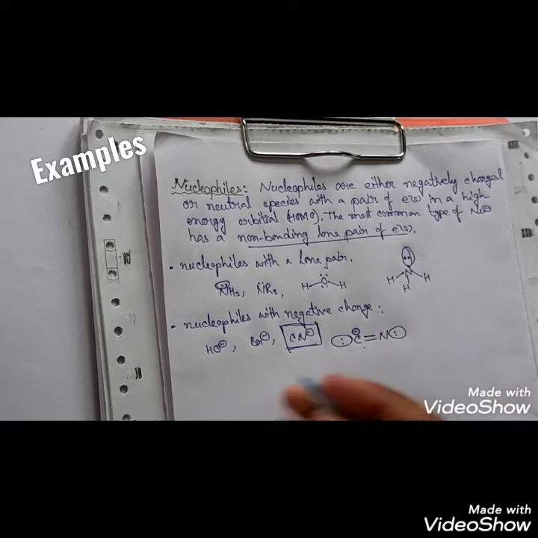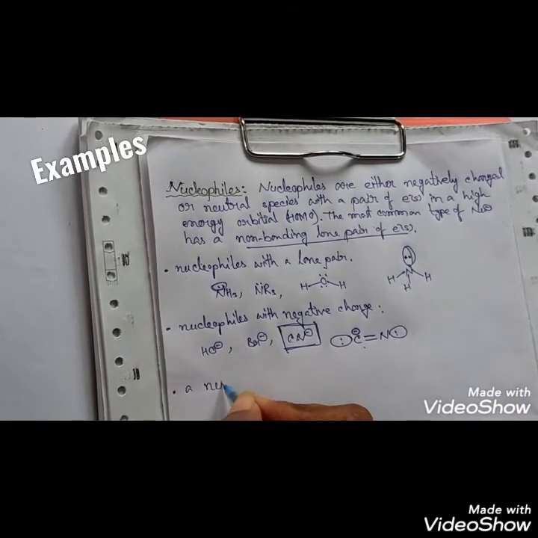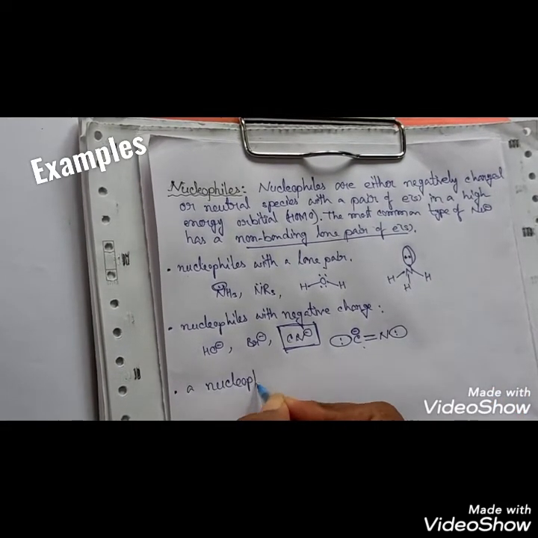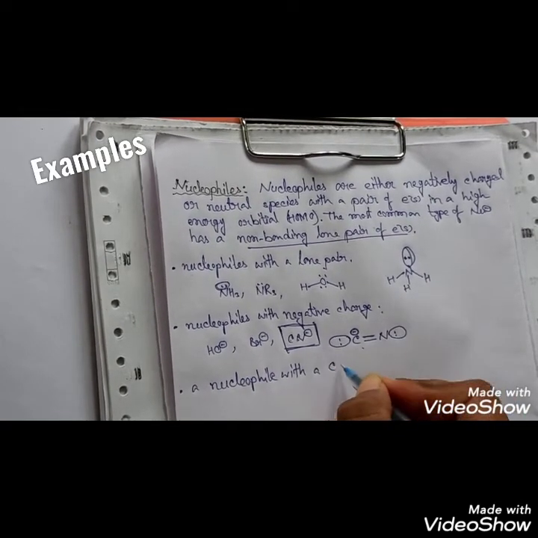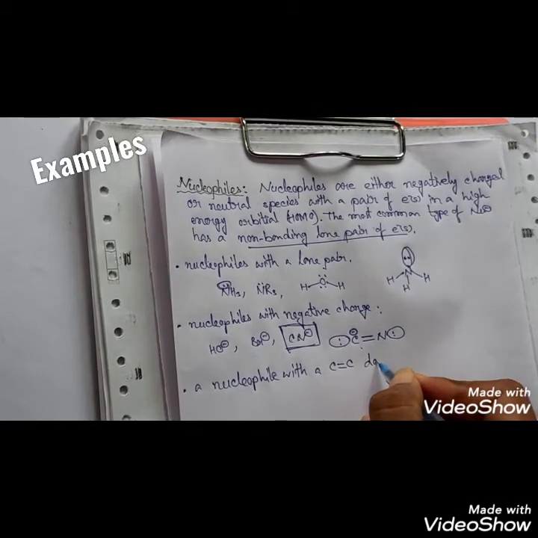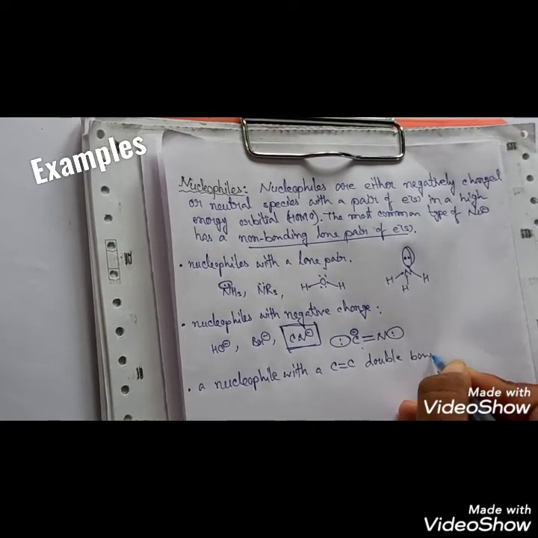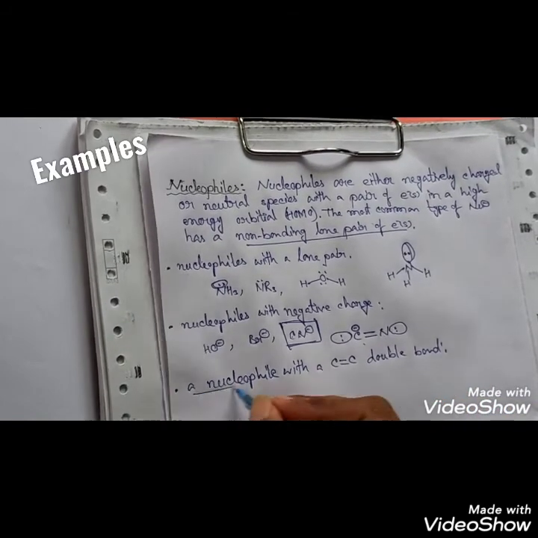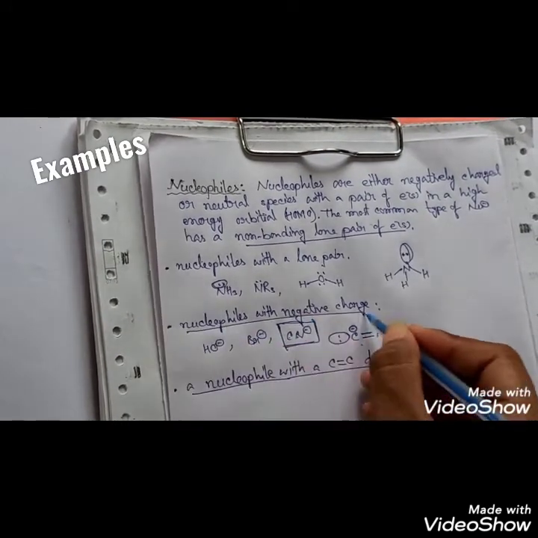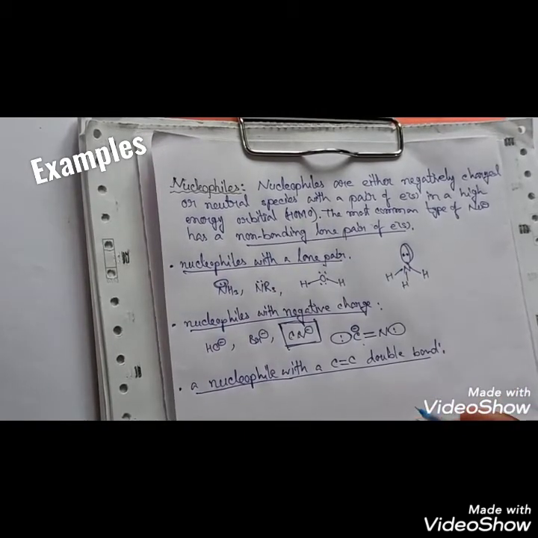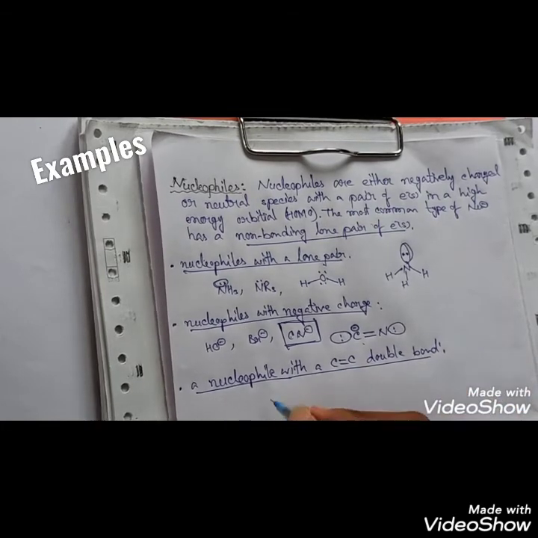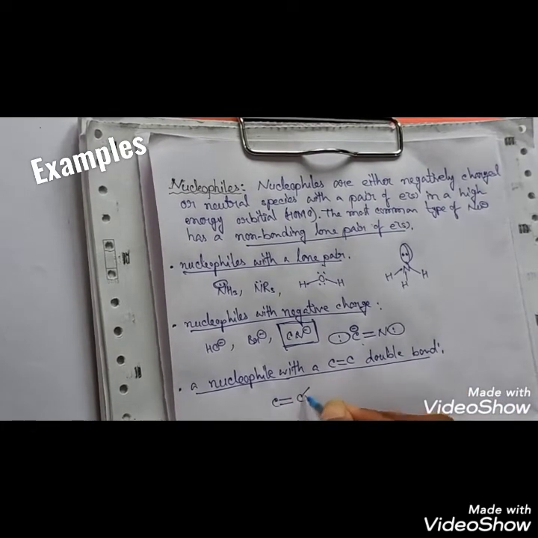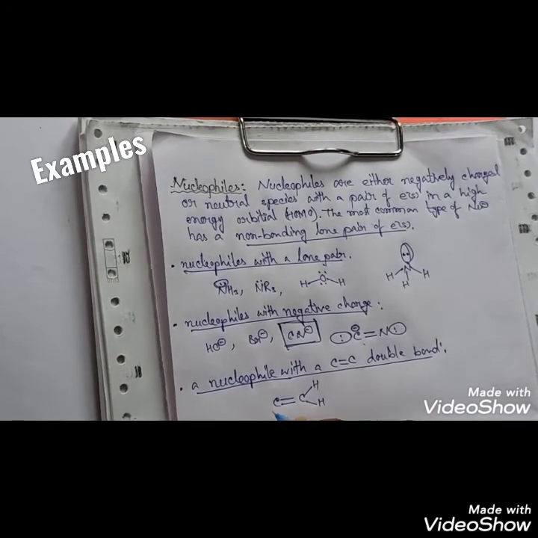There are more examples, like a nucleophile with a C double bond C, okay. These are the topics, so I underline it, okay. What I have told, that C double bond C. What is the example? Let's see this. Ethene, ethylene. Okay. This is what?